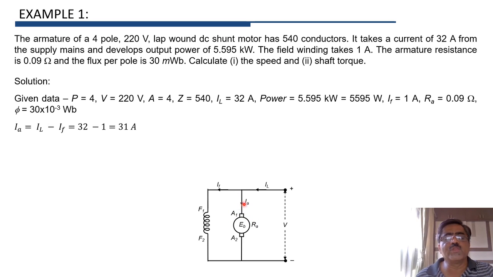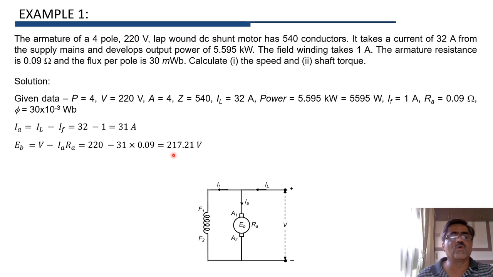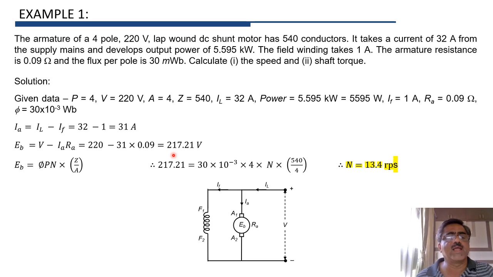So if you know the armature current and armature resistance, you can calculate Eb. Eb is equal to V minus Ia Ra. So let us calculate Eb. Eb is equal to V, that is 220, minus Ia, that is 31, into Ra, that is 0.09. So it is equal to 217.21 volt. So this is Eb, but Eb is also given by φPN × Z/A volts, and therefore we can substitute the values and calculate N.